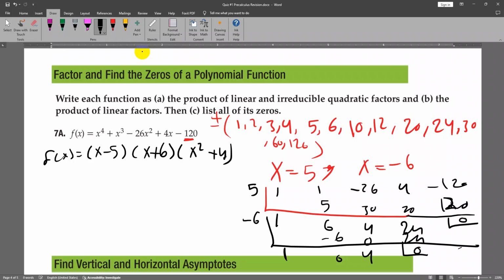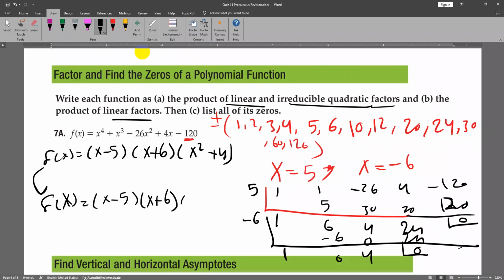This one is the product of linear and irreducible quadratic factors, because this one we cannot factorize. And we can make it linear right now. Let's make it linear factors. F of x is equal to (x minus 5)(x plus 6).